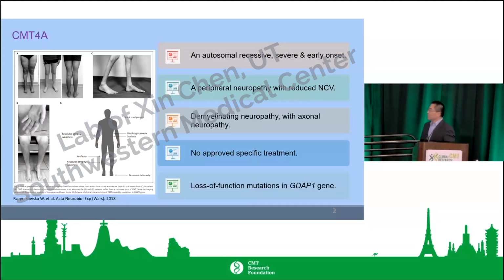CMT4A is an autosomal recessive, severe, early-onset phenotype. It is a peripheral neuropathy, obviously, with reduced nerve conduction velocity. It's mainly a demyelinating neuropathy, but I think it still has some axonal component involved, especially at the late stage. Unfortunately, there's no approved treatment for this disease, which is caused by loss of function mutations in the GDAP1 gene.